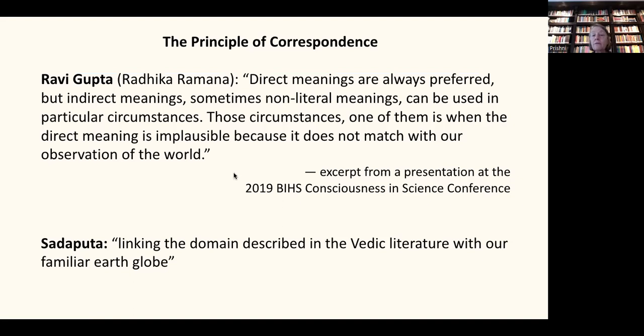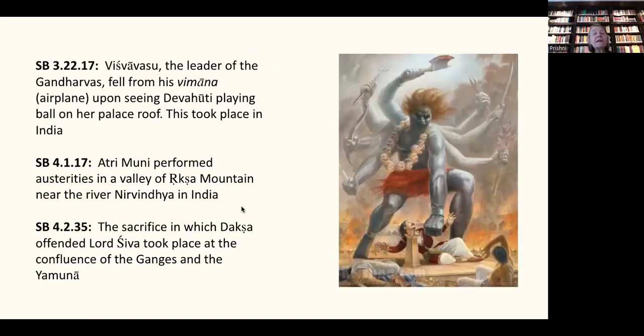And the way Sadhaputta works this is he's going to try linking the domain that's described in the Vedic literature, particularly right here in this fifth canto, with our familiar Earth globe. So that's the strategy as Sadhaputta investigates this Purana cosmology. These are the strategies that he's using, and then he gives some examples. I'm not going to read through these because of time considerations, but if you read the third chapter in Vedic Cosmography and Astronomy, you'll see a bunch of examples.